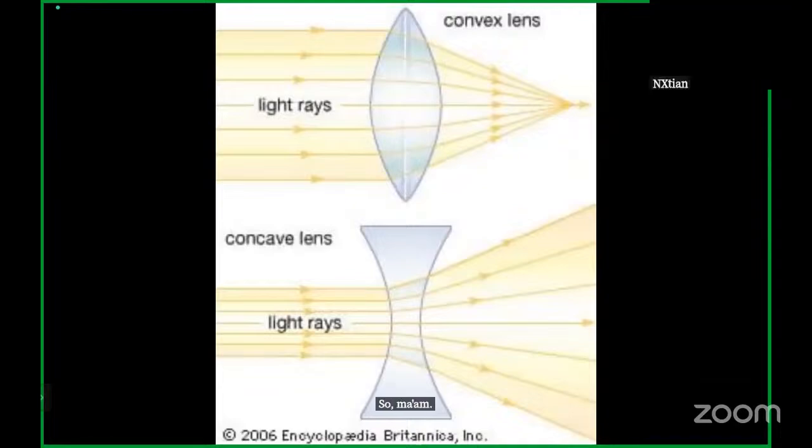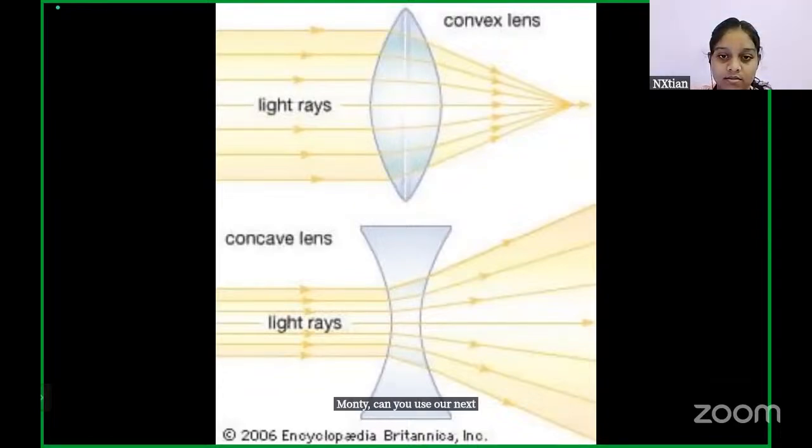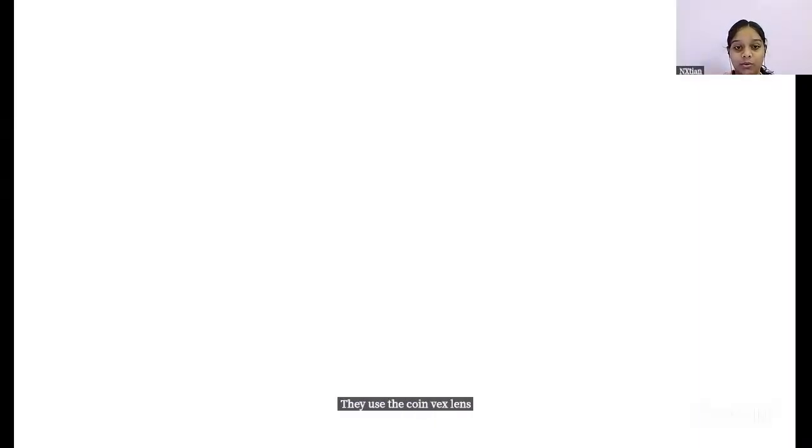Ma'am, people use convex lenses when they need to see at a focal point, and people use concave lenses when they need to see everything. Yes, Abraham, that is perfect. They use the convex lens when they need to see at one focal point, and they use the concave lens when they need to see in a wide area, a big area.